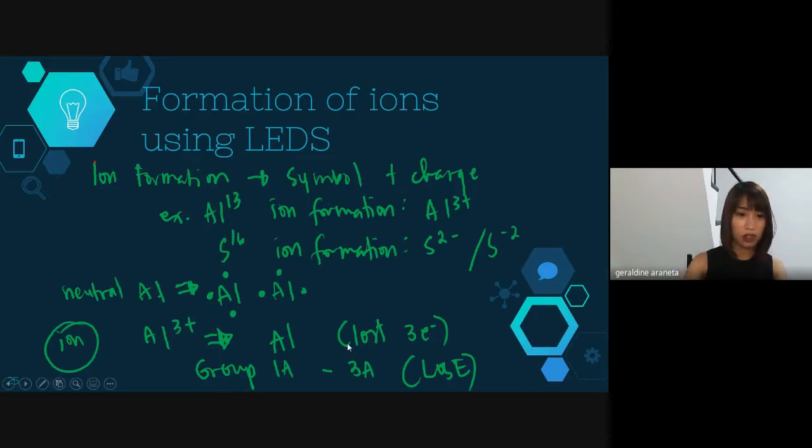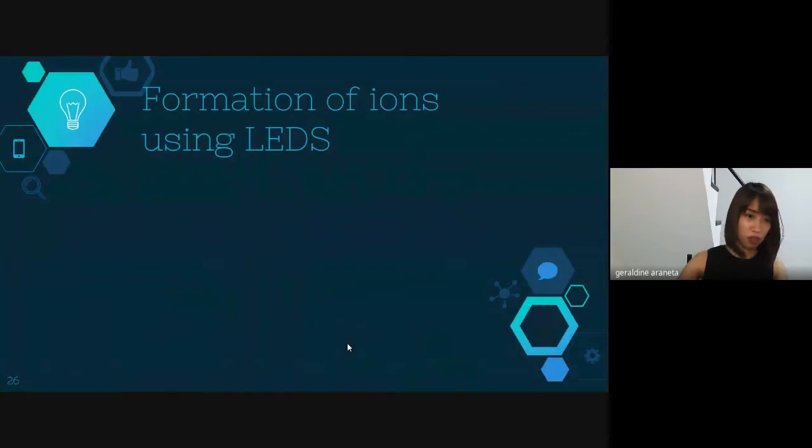Okay, next. We had the metal earlier. Let us have another example. We have selenium. A neutral selenium has a Lewis dot structure of Se with 1, 2, 3, 4, 5, 6 dots. So it has 6 valence electrons.